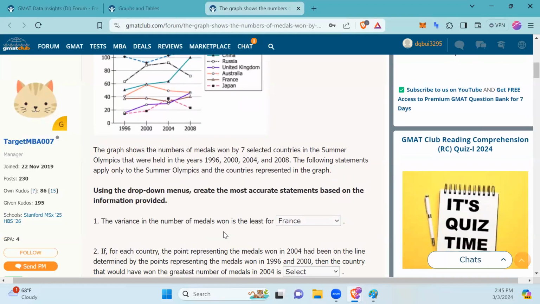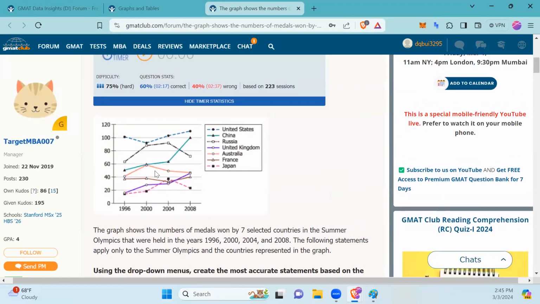Which one would that be? Russia. Okay. So Russia from 96 to 2000 had a massive increase in the number of medals. And we can confidently say Russia because Russia is not one of the countries that started with a very low number of medals.